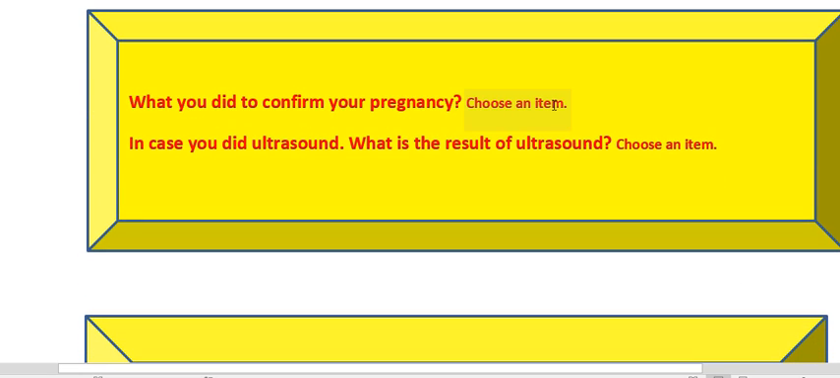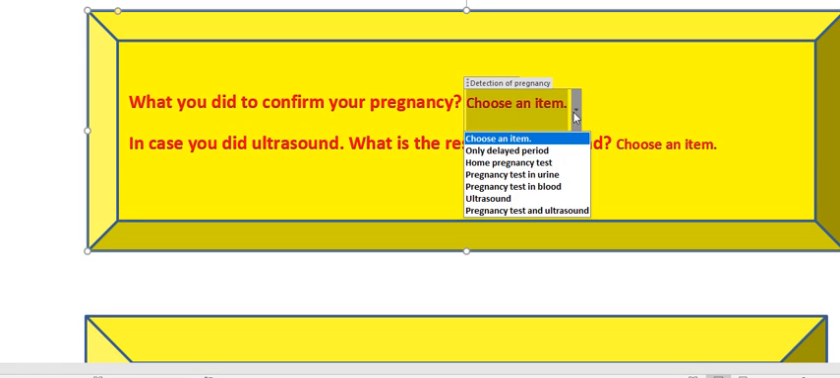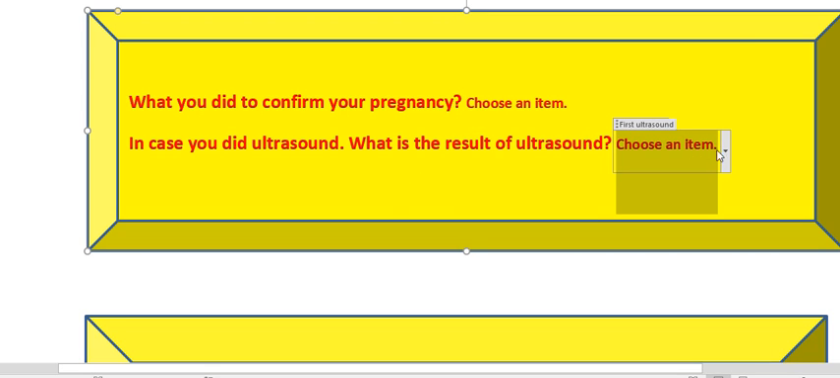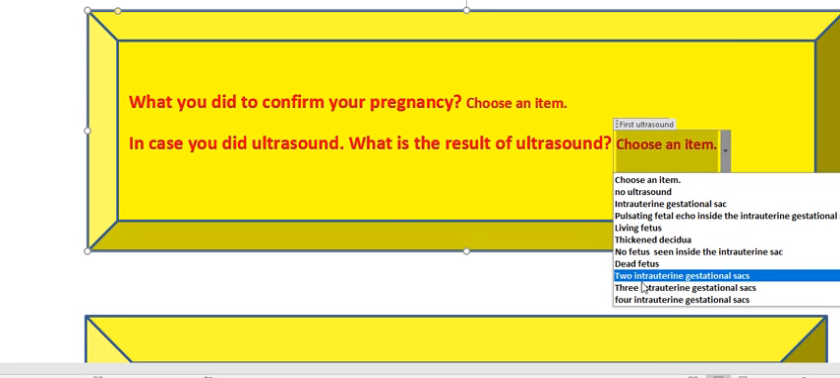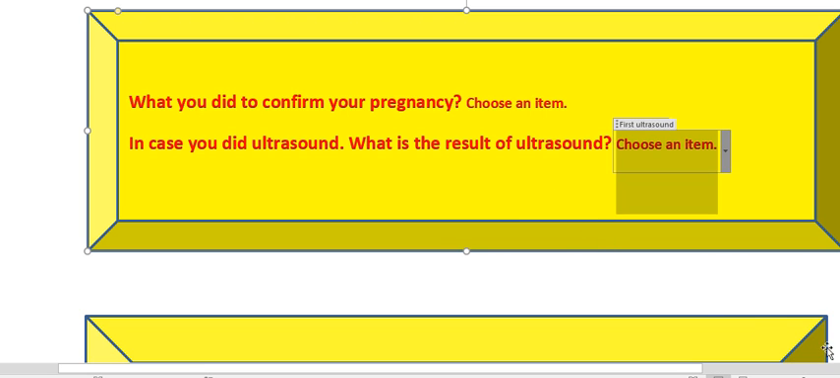How does the patient confirm that she is pregnant? Only by delayed period, or home pregnancy test, or pregnancy test in urine, or pregnancy test in blood, or she did an ultrasound. If she did an ultrasound, what is the result of the ultrasound?